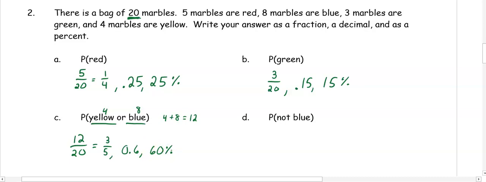And then what's the probability that it's not blue? So if there are 20 marbles and 8 of them are blue, that means we have 12 that are not blue. So we would have 12 over 20, which we saw in the last problem, reduces to 3/5, which is 0.6 as a decimal, so 60%.